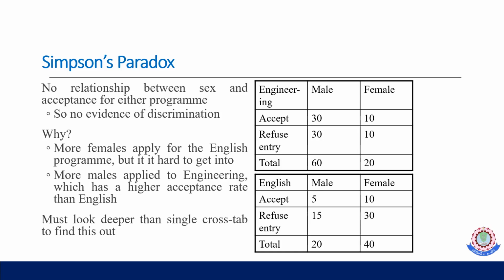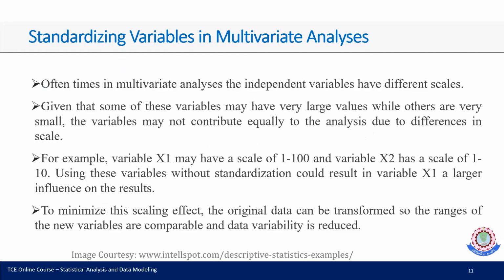So why? More females apply for the English program, but it is hard for female candidates to get into it. More males apply to engineering, which has higher acceptance rates than for females. So you must look deeper than a single cross step to find out how this discrimination went unfair, and what the evidence of this unfair discrimination is at the onset.